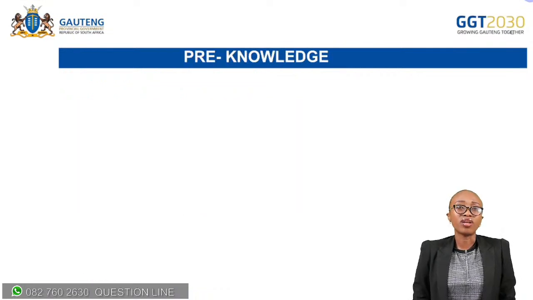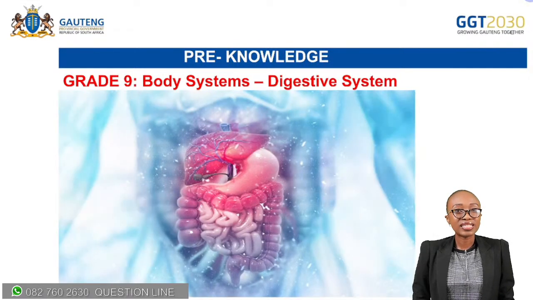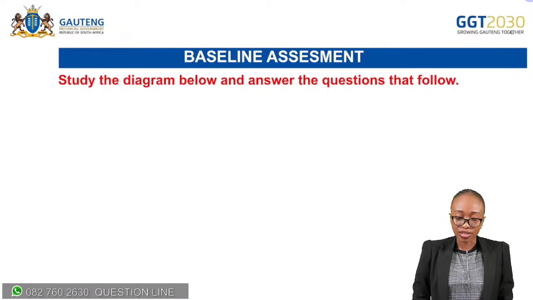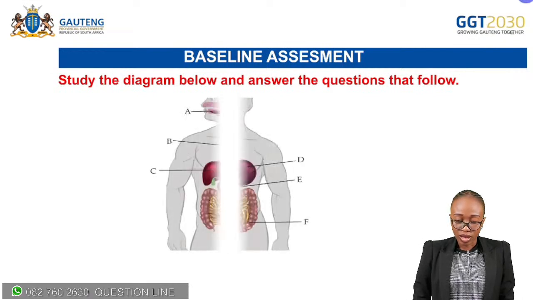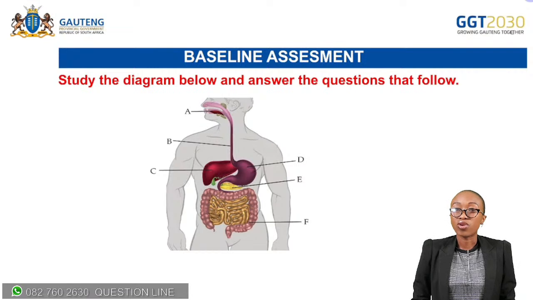Let's start off with pre-knowledge. This is what we learned prior to today's lesson. Prior to today's lesson, we learned about the body systems, in particular, the digestive system. So let's do a baseline assessment to remind each other what we learned. Study the diagram below and answer the questions that follow. Here's the diagram. I'm going to give you some time to answer the question.